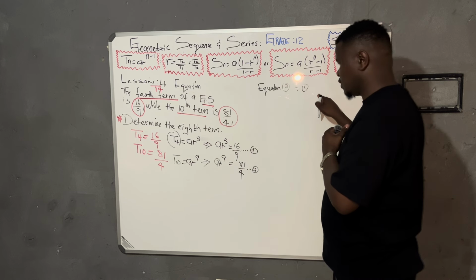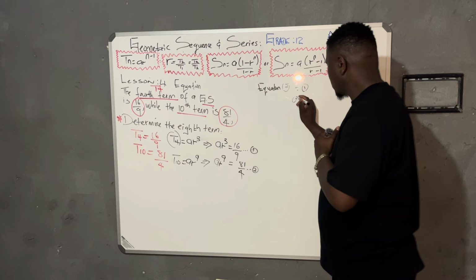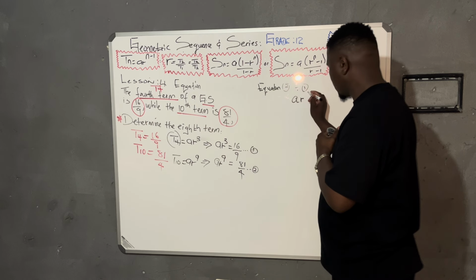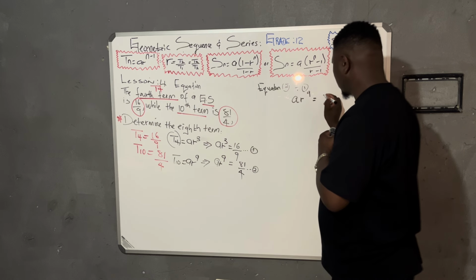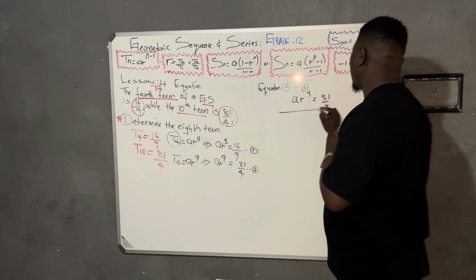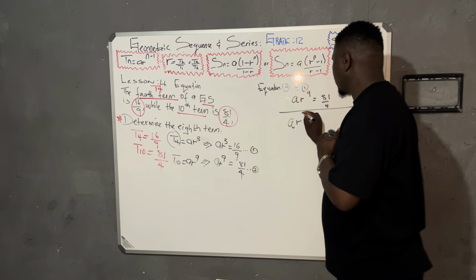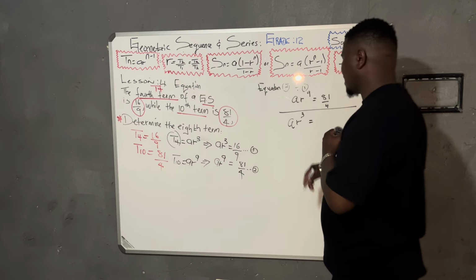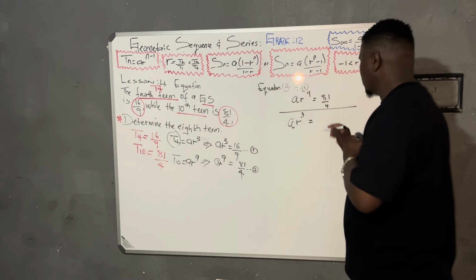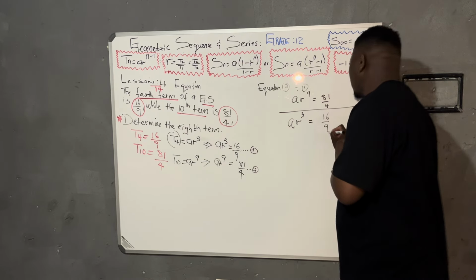Equation 2 divided by equation 1. So let me write equation 2 on top, which is AR^9 equals 81 over 4, divided by the smaller one. I prefer to put it here, but I know the answer will be the same whether you prefer either way. As long as you don't make a mistake, we have to get the same answer.